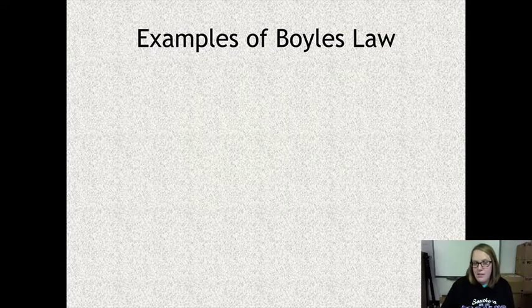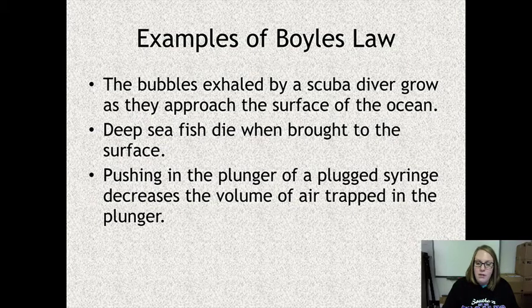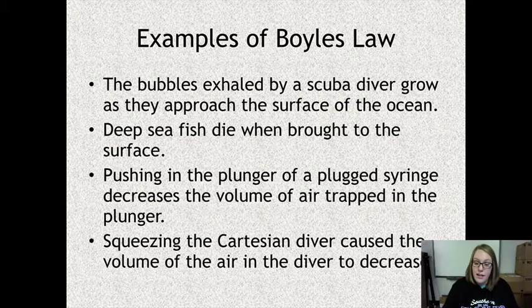Okay, a couple of examples of Boyle's law. These are real-world examples. The first one would be bubbles exhaled by a scuba diver. They grow as they approach the surface of the ocean. If they're really deep down in the ocean, there's a lot of pressure. As they come up, the pressure is going to decrease and the volume of the gas is going to increase. Another example would be deep sea fish. They tend to die when you bring them up to the surface for the same reason. Another example, pushing in the plunger of a syringe. As you push the plunger, pressure increases and the volume of air trapped inside decreases. Another example would be the Cartesian diver that you saw in class. When we squeeze the Cartesian diver, squeezing causes the pressure to increase and the volume of the gas inside the diver decreases. So those are examples of Boyle's law.